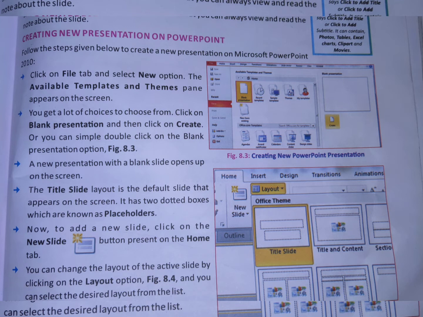So for creating a new presentation, click on the File tab and select the New option, and the available templates and themes pane appears on the screen. Here we can see blank presentation, recent templates, sample templates, themes, etc., and My Computers. So from My Computers we can open another existing document.